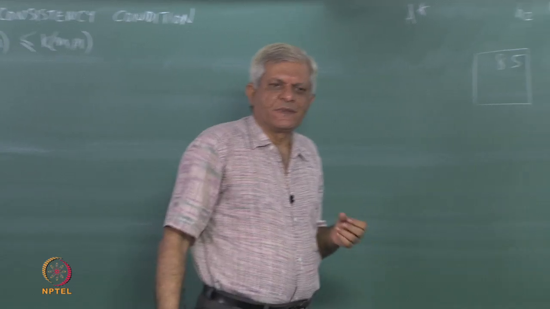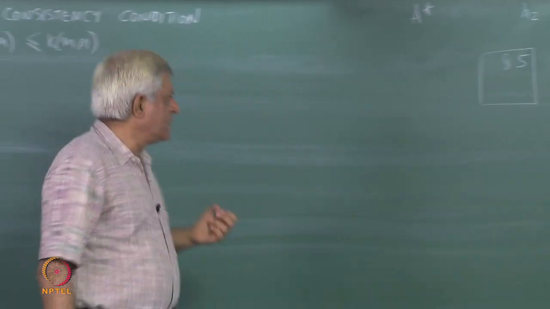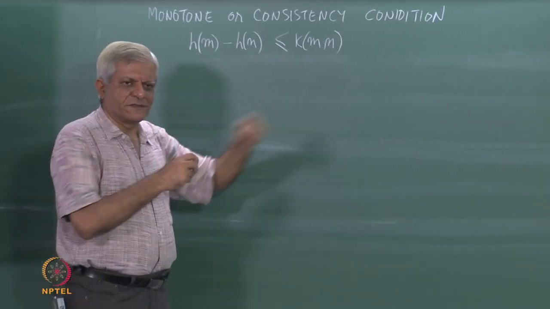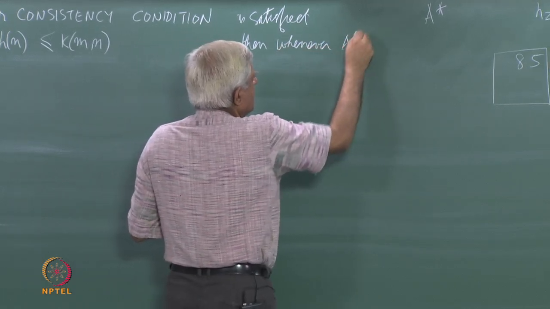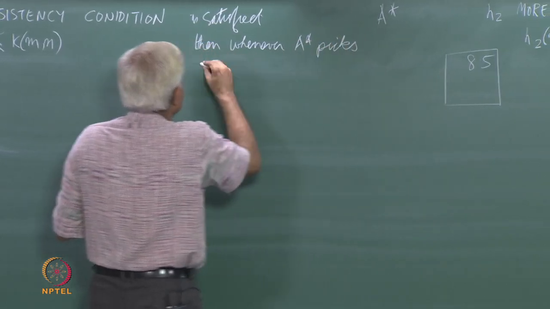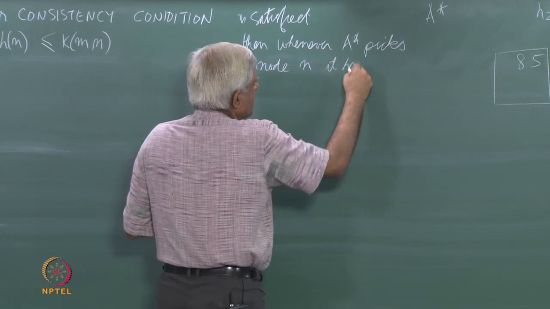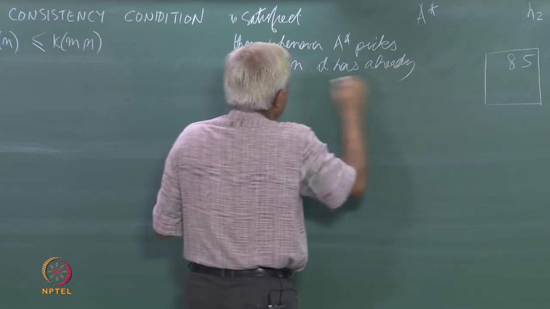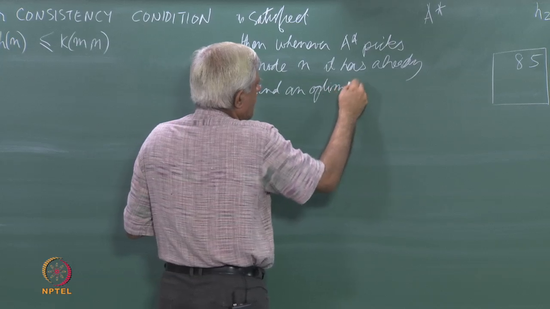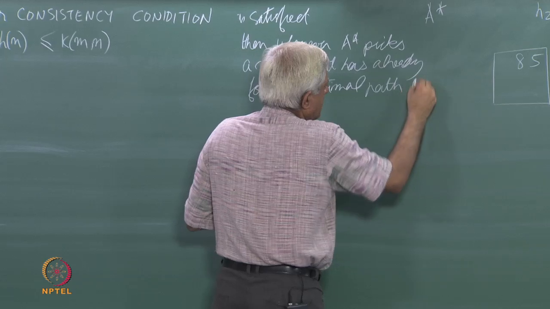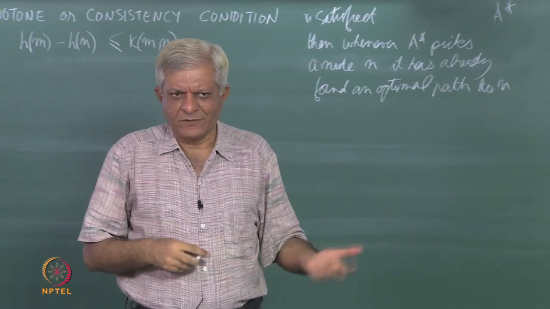And what we want to show is that if this condition is satisfied, which means that it is a property of the heuristic function, such that this property is satisfied for any two nodes which are connected like this, then whenever A star picks a node n, it has already found an optimal path to n. We want to show this, we will do that in a moment.